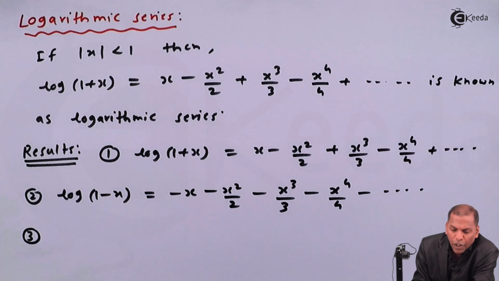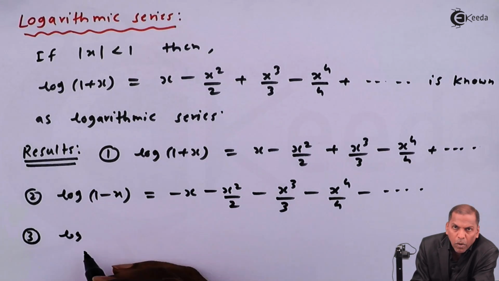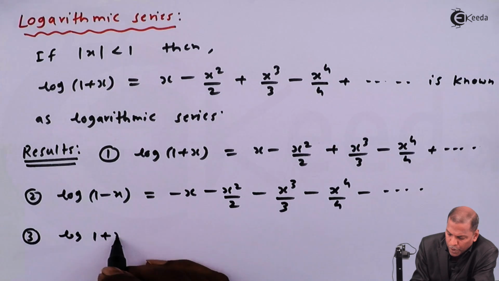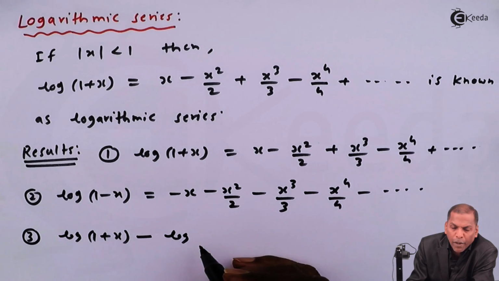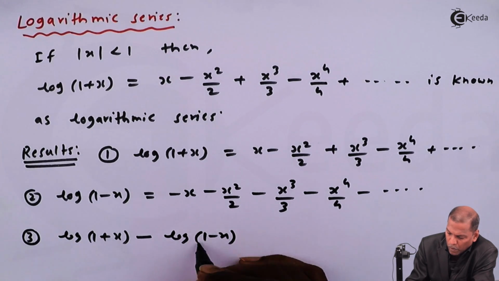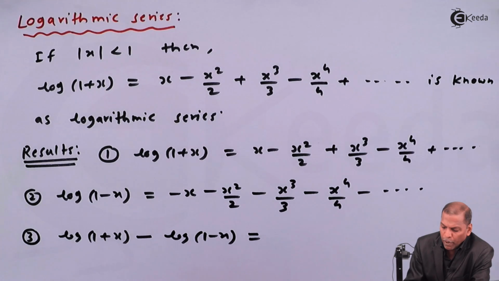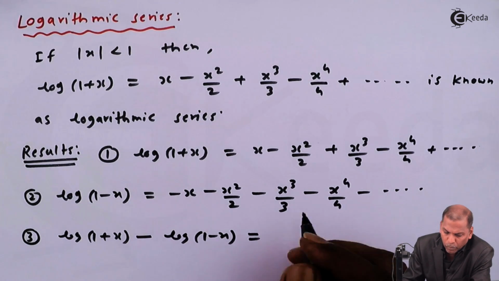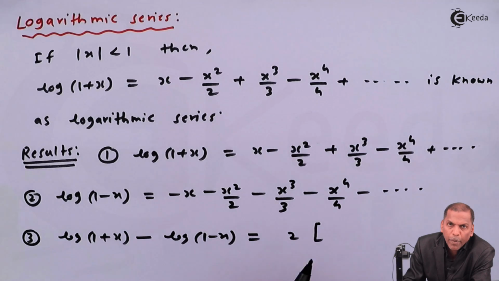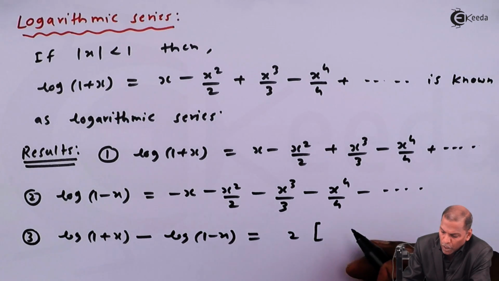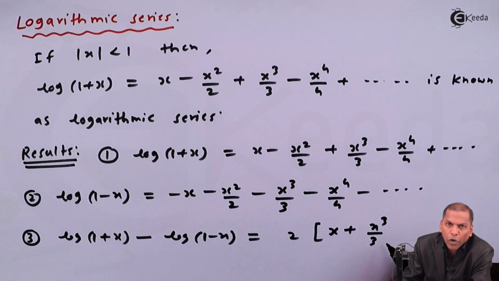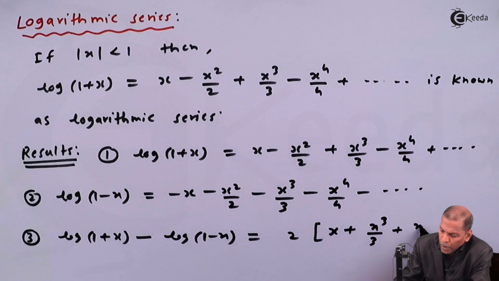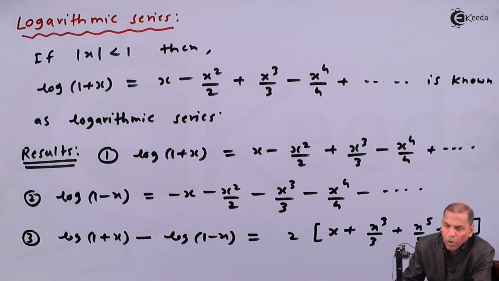The result number 3 is log of 1 plus x minus log of 1 minus x, so that is equal to 2 in bracket x plus x cube upon 3 plus x raised to 5 upon 5 plus and so on.